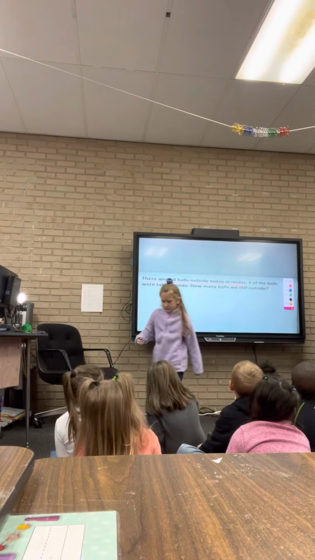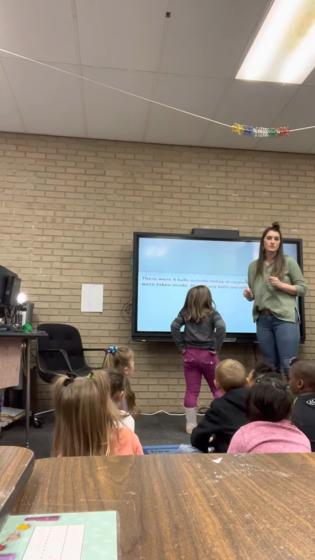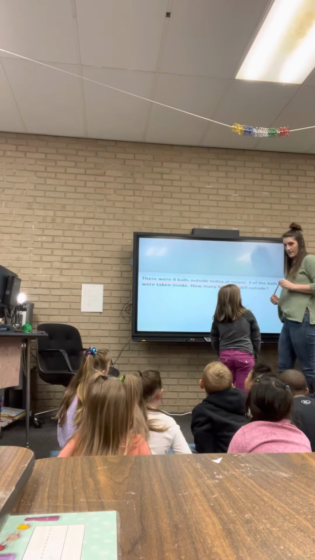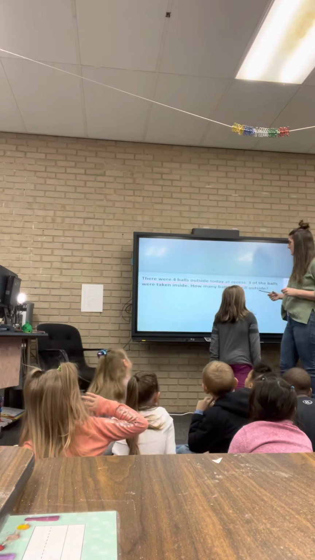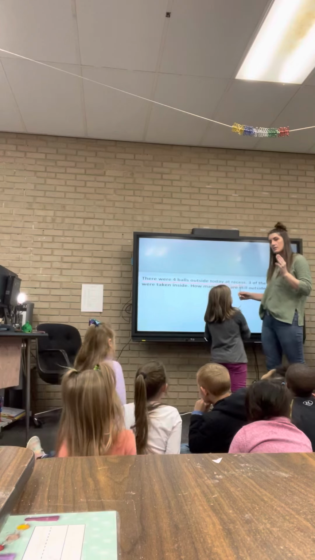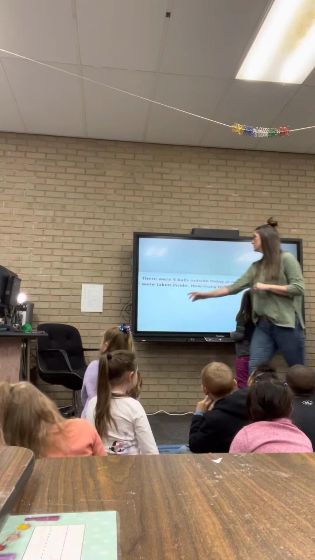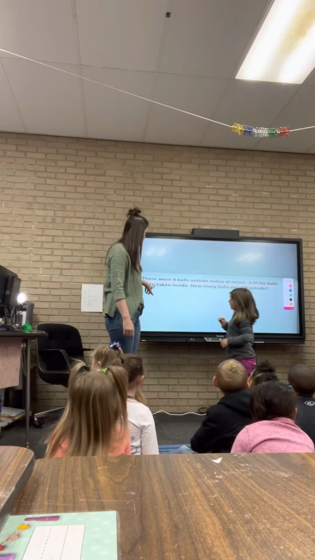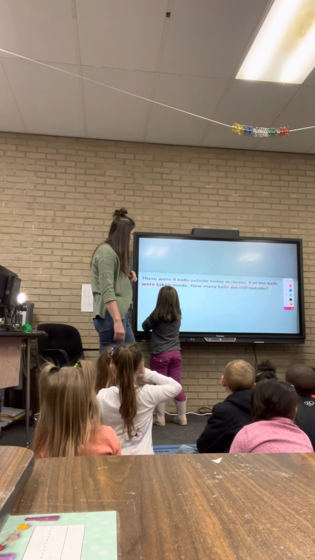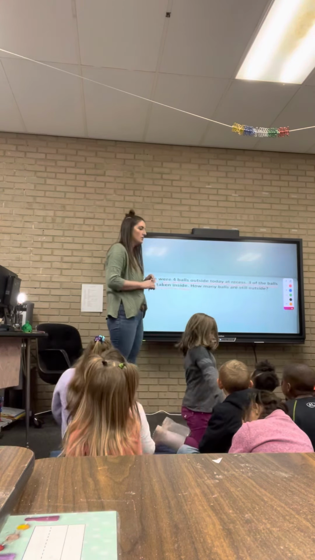Avery, you want to come up here? Our next sentence. 3 of the balls were taken inside. Is that something that we know, or are they asking us something? What do you think? What do y'all think? Do we know 3 of the balls were taken inside? So that's something that we know, okay? So let's underline that. 3 of the balls were taken inside. So underline from here to here. All right, good job. So we're finding the evidence and trying to figure out what's going on in our story.